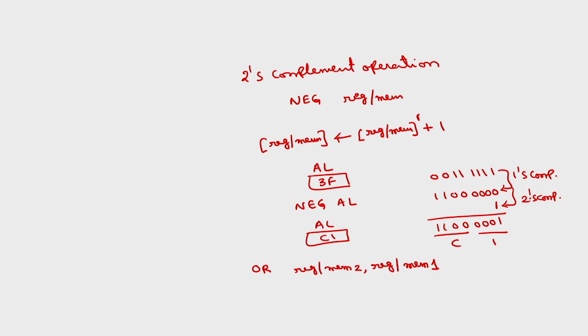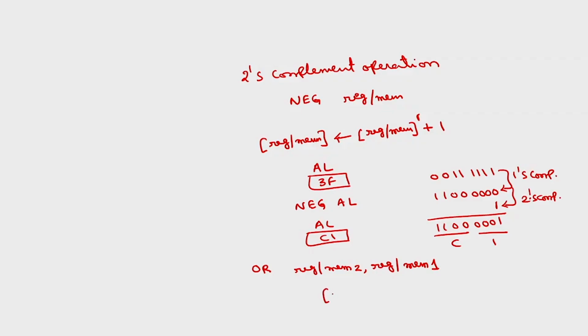So in this instruction we have 3 possibilities. The destination can be a register and the source can be memory, or vice versa, or both can be registers. Both cannot be memories. Basically, the contents of register/memory 2 will be logically, bit by bit, ORed with the contents of register/memory 1. The result is stored back into the destination, which is register/memory 2. Both cannot be memory simultaneously.